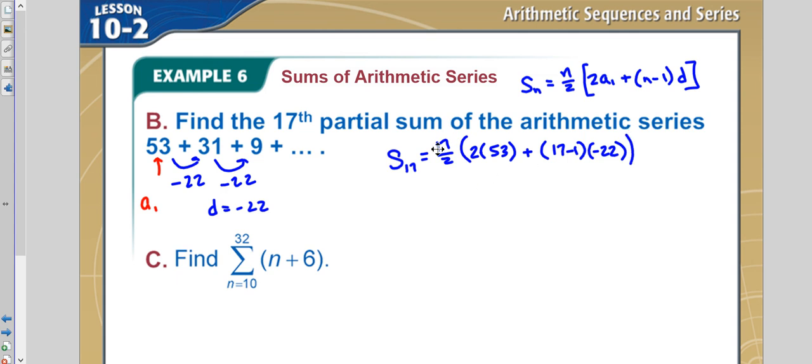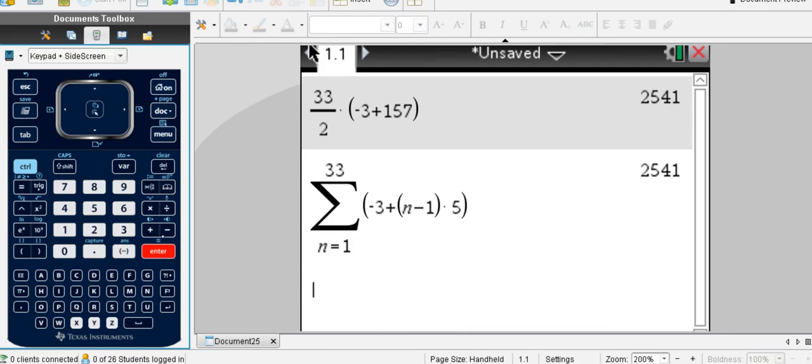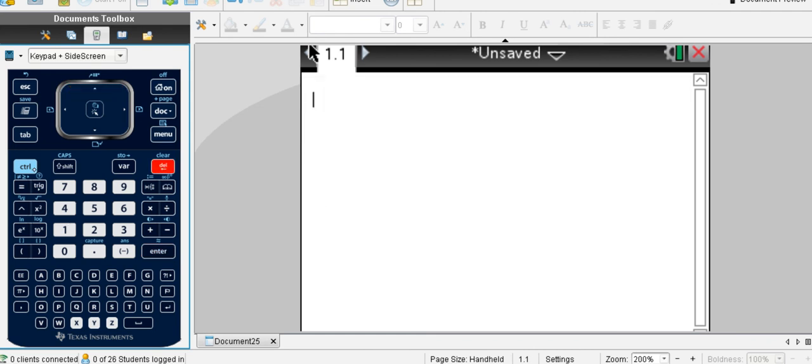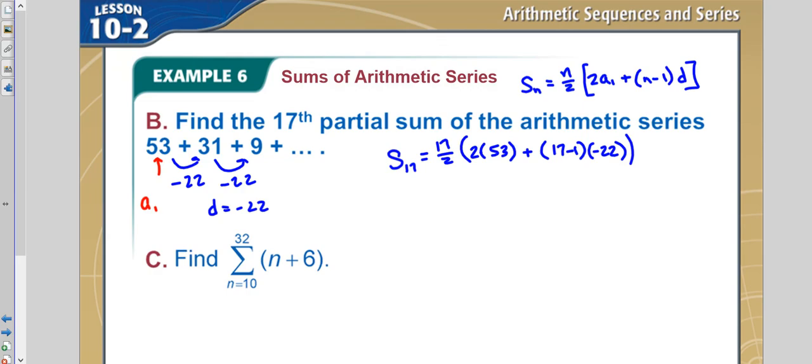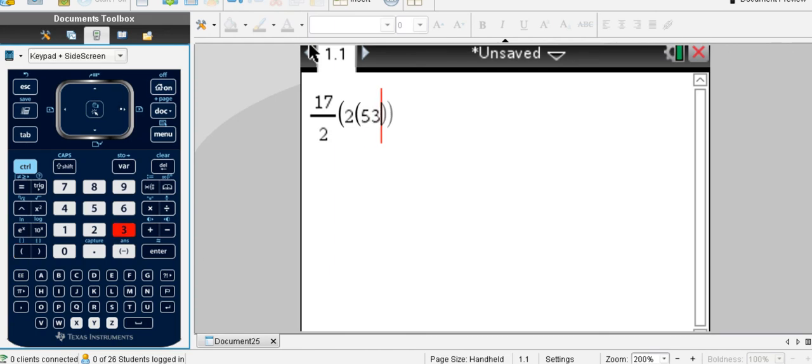And so let's plug all that in the calculator and see what we come up with. So we would say, let me clear all this, n over 2, which is 17 over 2. And we're going to multiply this times 2 times the first term, which was 53, plus, the formula said n minus 1, times the difference, which was negative 22. And I'm going to put this in parentheses just to make sure, because we're multiplying there, that I don't mess up. I'm going to press enter.